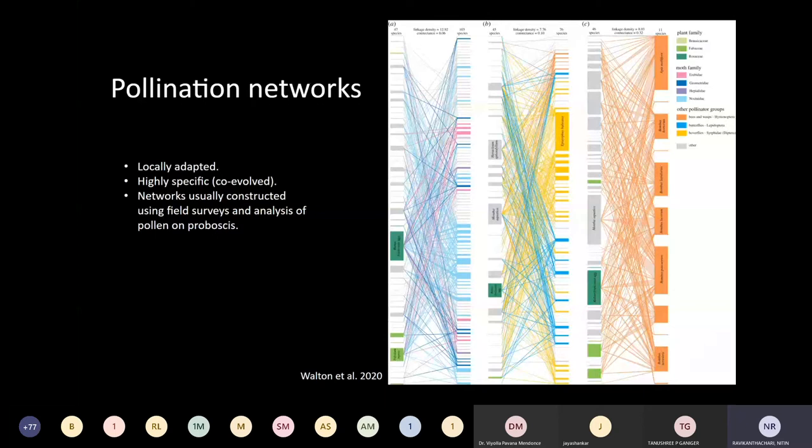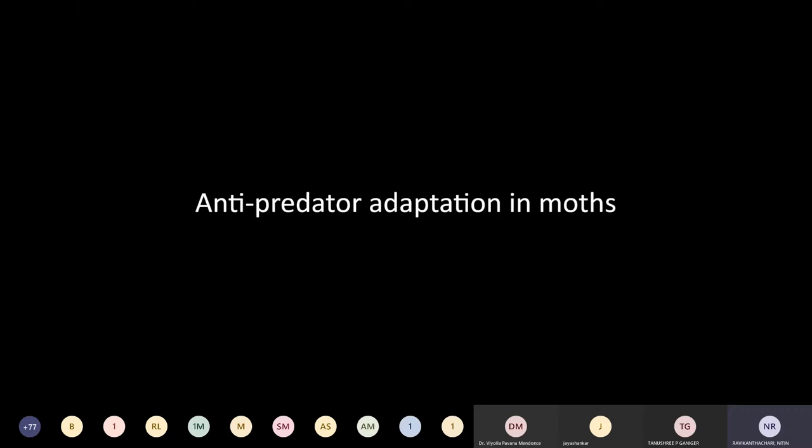So that's a brief overview of the behavior of moths. And the last thing that I want to touch upon is anti-predator adaptation in moths. Because moths are herbivorous insects, they are preyed upon left, right, and center by a lot of organisms. So moths have very specific anti-predator adaptations which help them survive in this world.